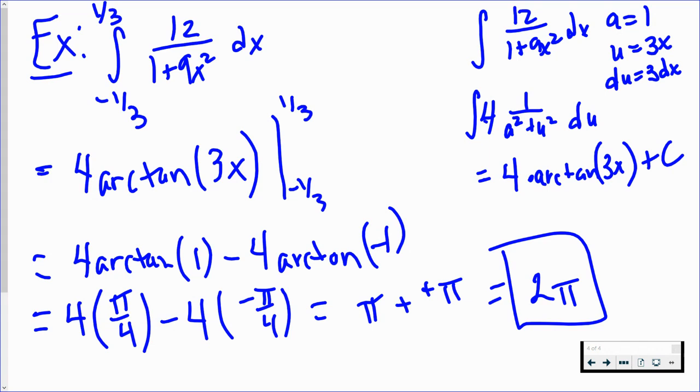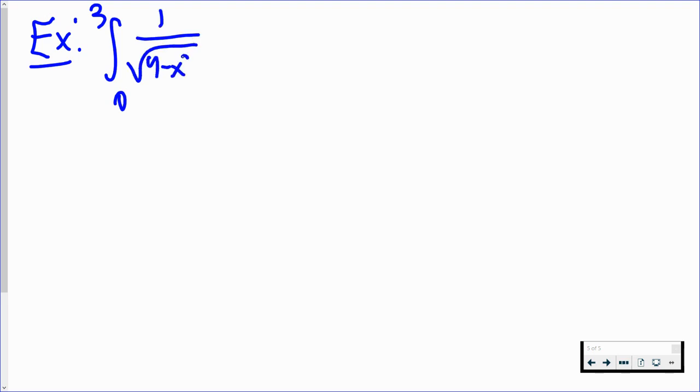Okay, I want to do one more. Let's say we have the integral from 0 to 3 of 1 over the square root of 9 minus x squared dx. Again, let's just take care of that integral to begin with. We're not worried about the bounds yet. So let's say, just looking at the integral portion.